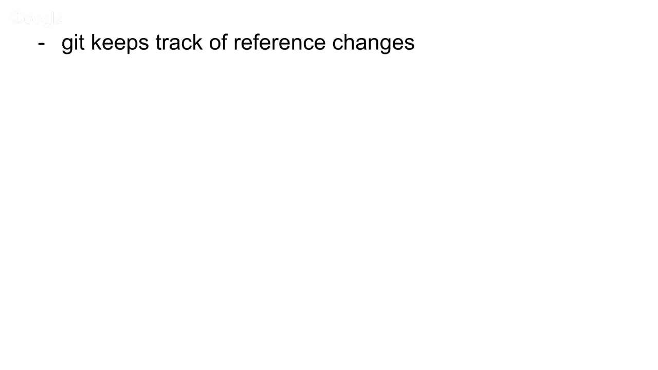One more thing at the end is that Git has some kind of log. So Git tracks everything that is happening to references. It stores those in log files.